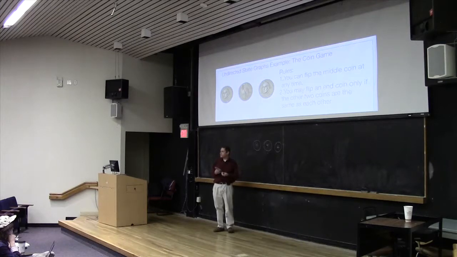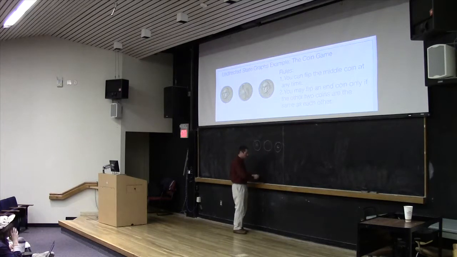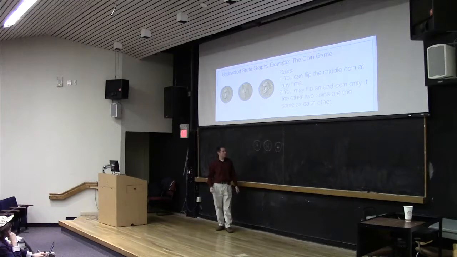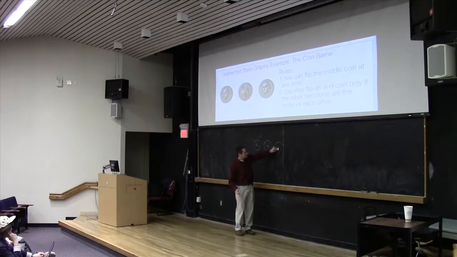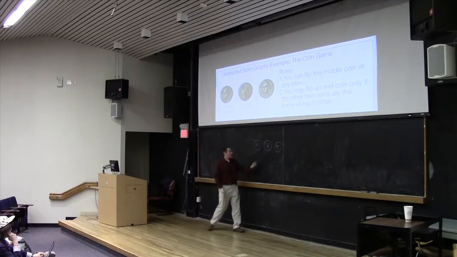What do we have to do first? Flip the middle. You can't flip the end because the other 2 aren't the same. So you've got to flip the middle. That's going to be H. Then what? Flip which side? The right, it doesn't matter. Let's flip this one. Okay, oops. We're running out of chalk here. Then what? Flip the middle again.